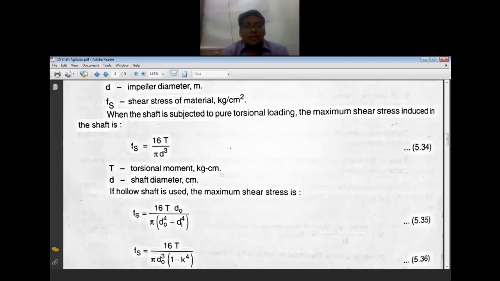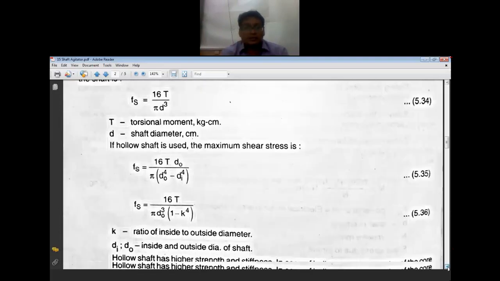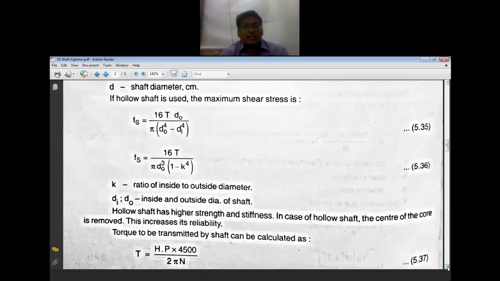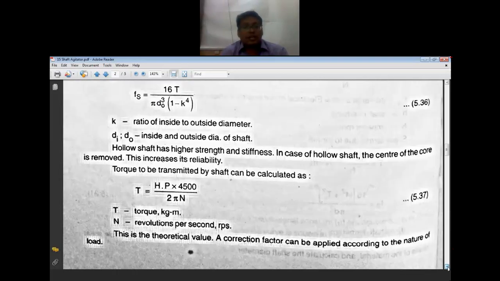So by simply taking DO out of the bracket, DO will get cancelled and DO raised to 3 will be there. So DI upon DO is nothing but K. K is the ratio of the inside to the outside diameter.